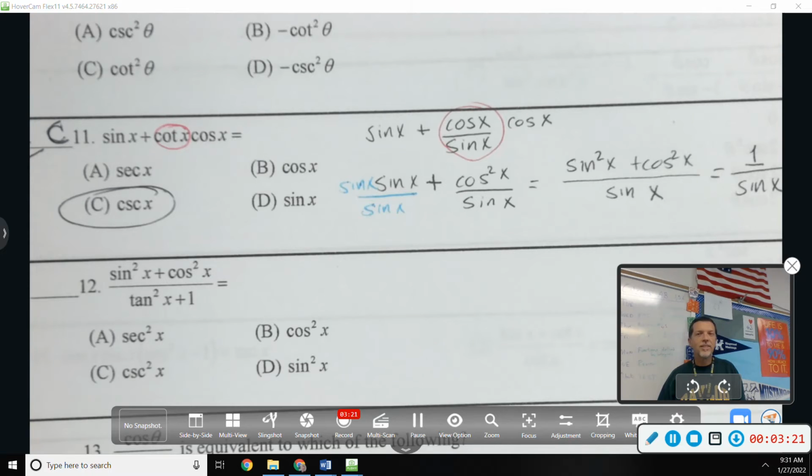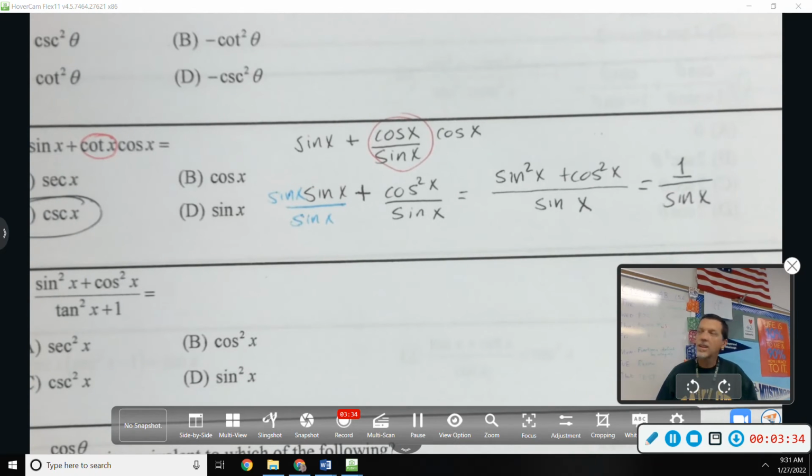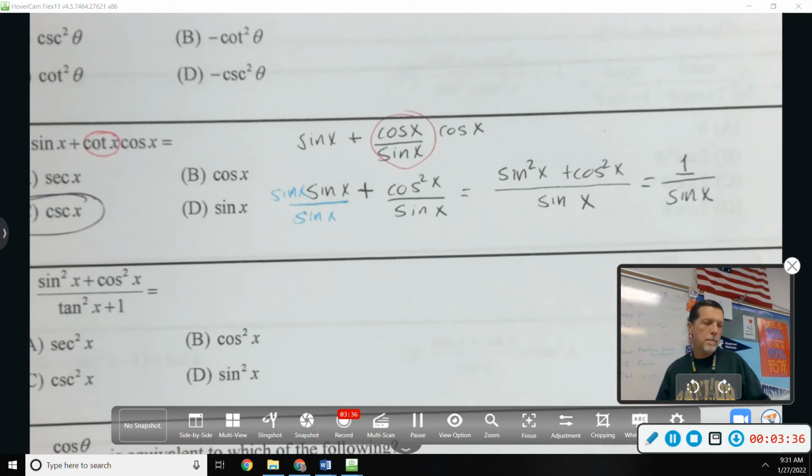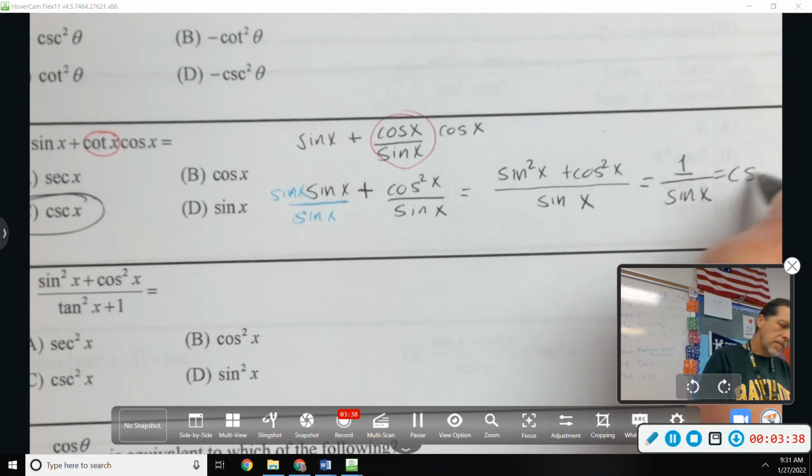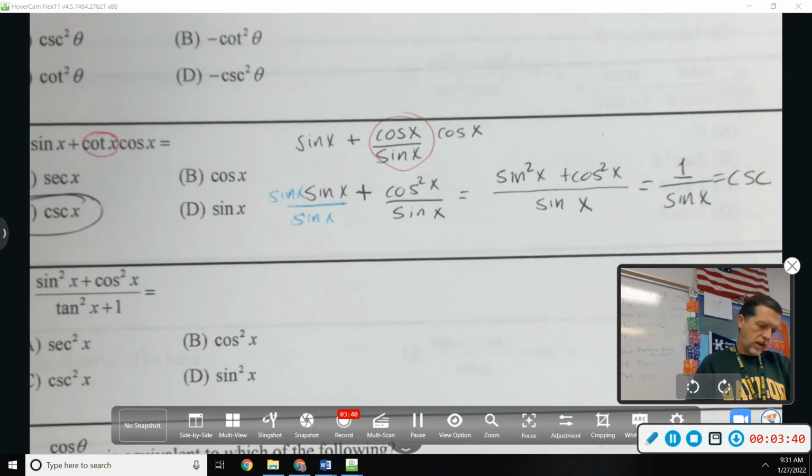Lots of stuff going on in that one. At least 2 trig identities and a little bit of algebra. 3 trig identities and then algebra. Could you do number 14? Number 14.